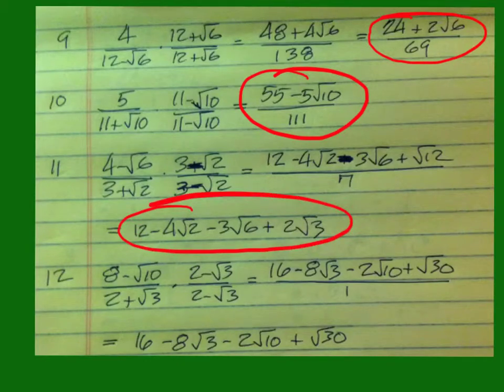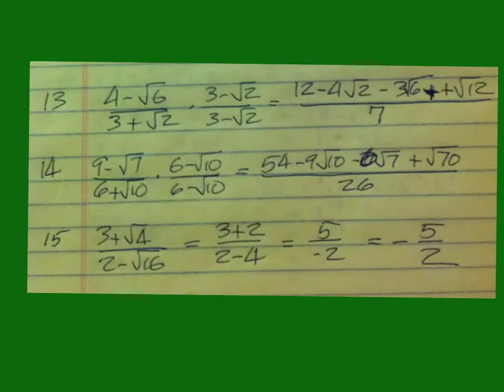11 is 12 minus 4 square root of 2 minus 3 square root of 6 plus 2 square root of 3. And 12 is 16 minus 8 square root of 3 minus 2 square root of 10 plus square root of 30. And 13 should be 12 minus 4 square root of 2 minus 3 square root of 6 plus the square root of 12, which should be 2 square root of 3. All of that over 7.